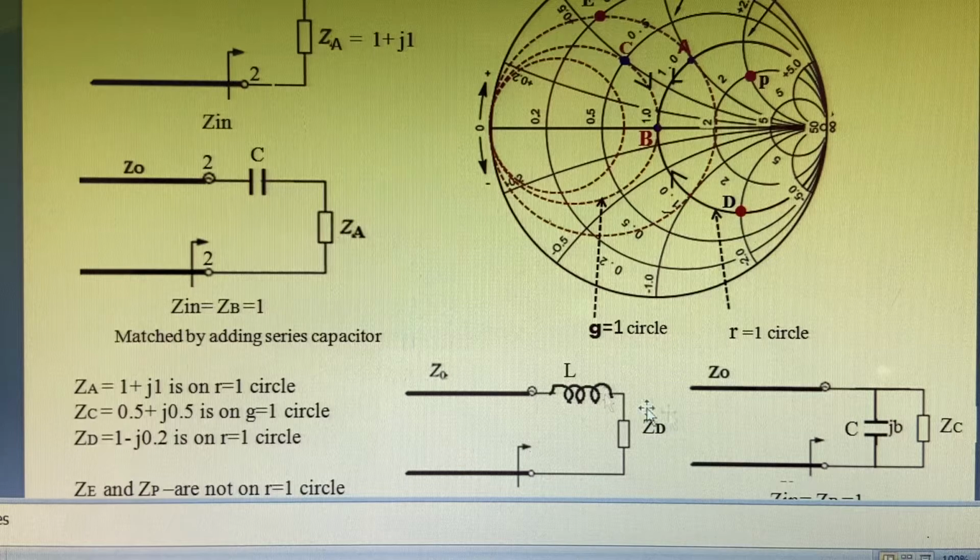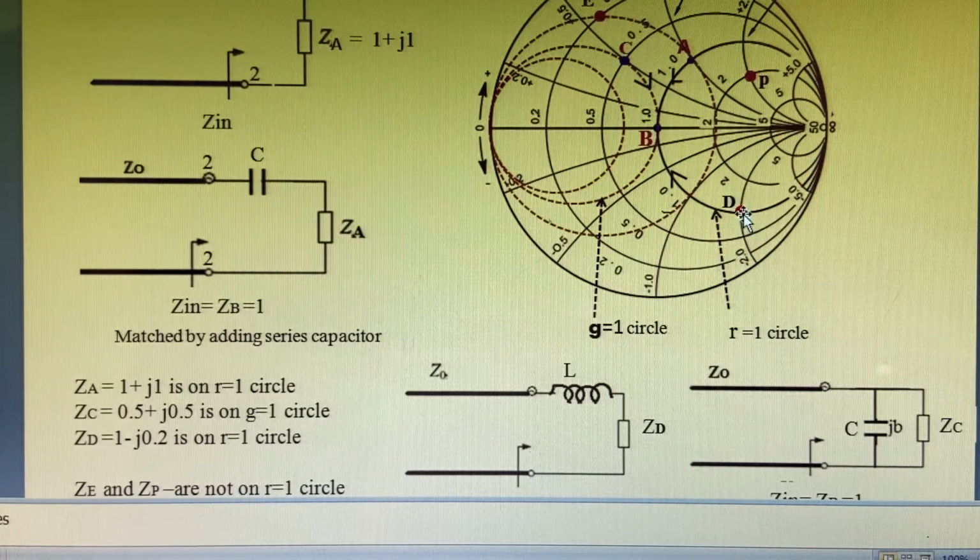Load point D is 1 minus j0.5. 1 minus j0.5 means this is the point here. 1 is a resistance circle here. This is a minus point. This point is the load. Then the solution is that we have to move from here on the resistance circle like this to reach the point B.